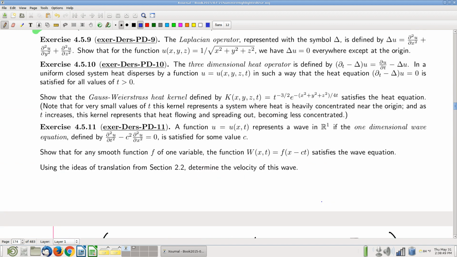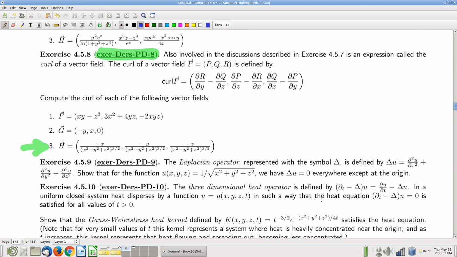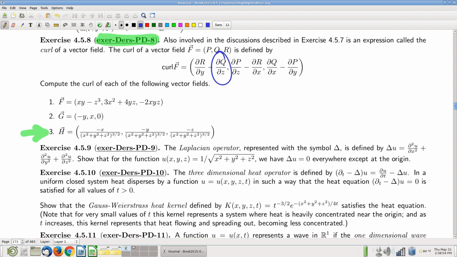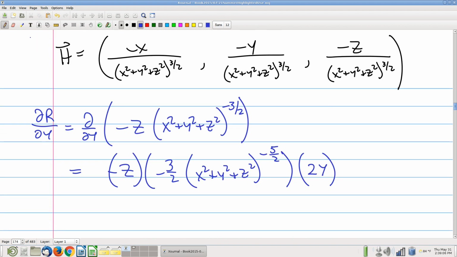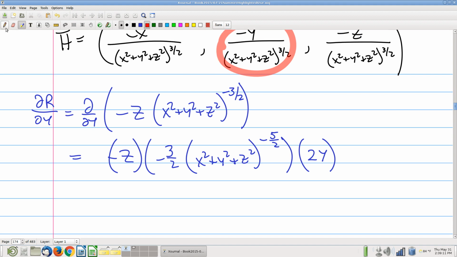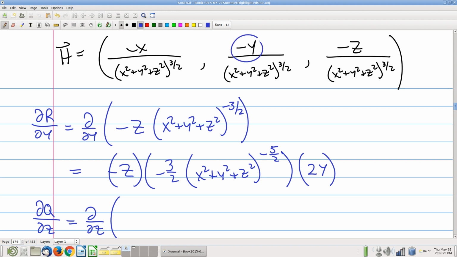Okay, so the next one that I have to compute, going back up to the formula, I need to compute the partial of q with respect to z. Well, q is that one. It's the second one. So that thing, we're going to take the partial with respect to z. Now, again, good news. We're taking a partial with respect to z. That means that, again, our numerator is a constant as far as our z partial is concerned.